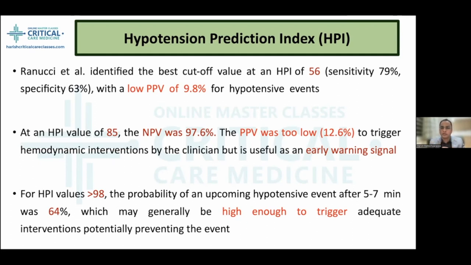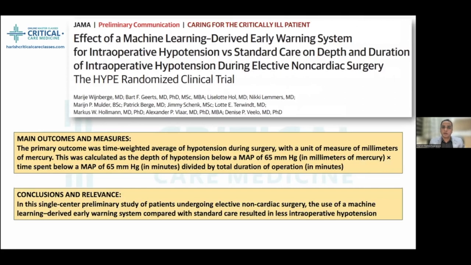These are some of the published data. They try to correlate the value of HPI with the probability of development of hypotension in the subsequent minutes. So where does the evidence start? This is one of the papers published in JAMA, around 5 to 6 years back: effect of a machine learning derived early warning system for intraoperative hypotension versus standard care on depth and duration of intraoperative hypotension during elective non-cardiac surgery. This is called the HYPE randomized control trial.